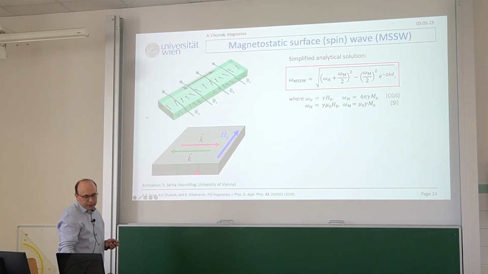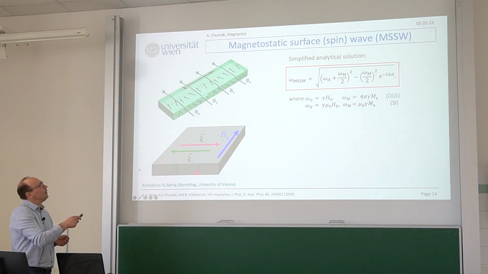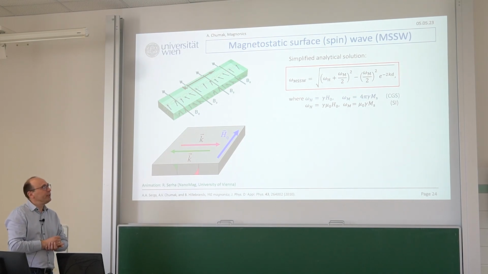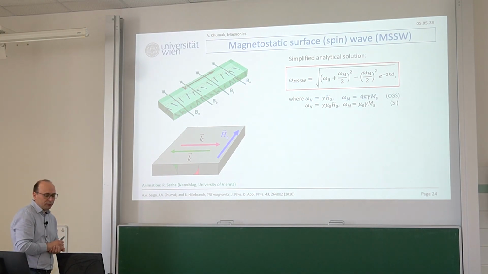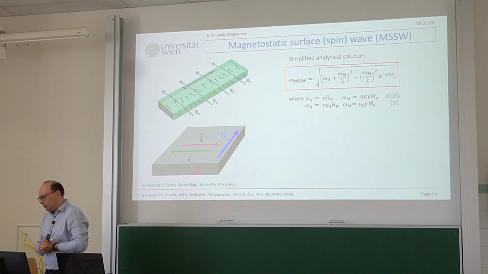So here we see this animation, how our wave, Damon-Eshbach mode or magnetostatic surface spin wave, propagates. Again, like in the previous case, there is a simplified analytical solution for this wave. And what is very important for this wave is that it is a surface wave.